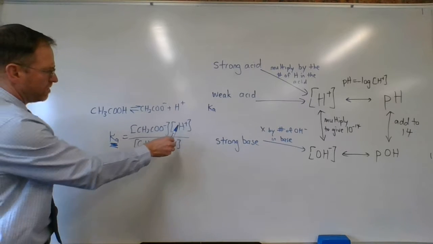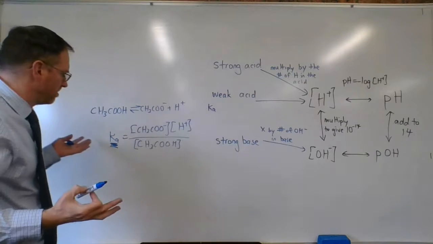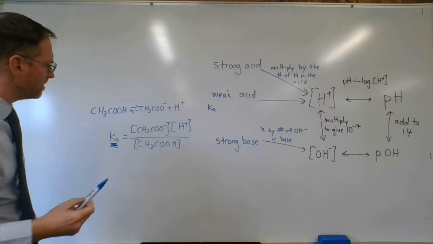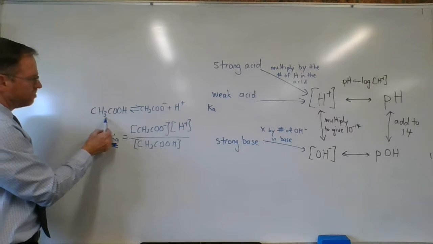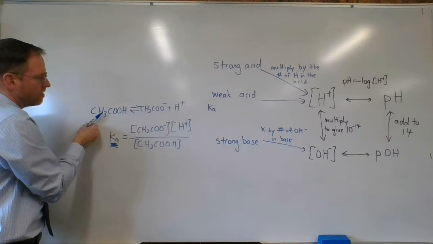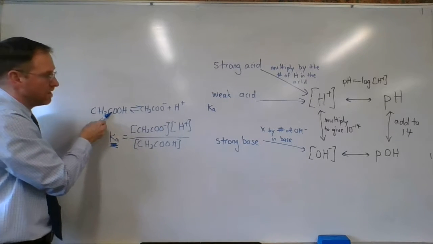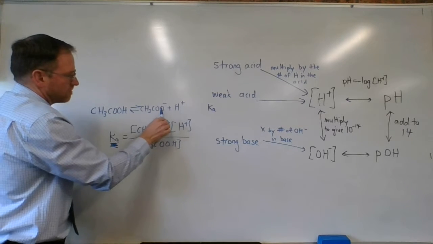How do I do that? Because I've got two unknowns in my equation. So conceptually, what do I do? Well, I started with the acid and none of these. And all the hydrogen ions that I have come from dissociation of the acid. And so have my acetate ions.